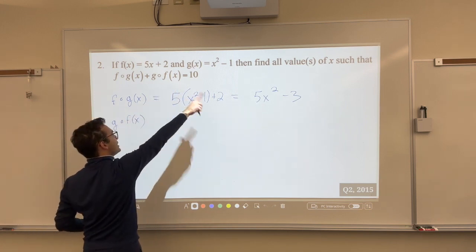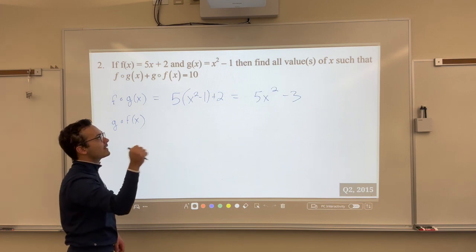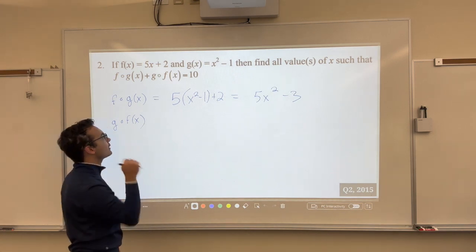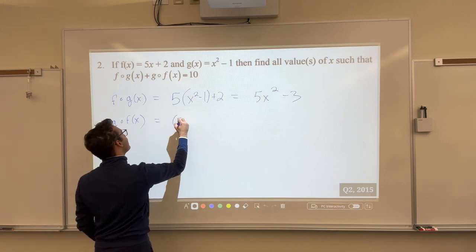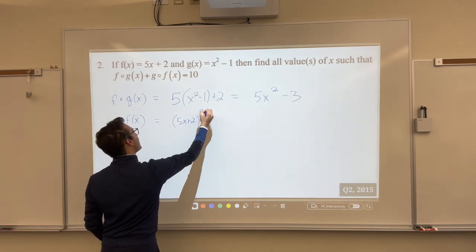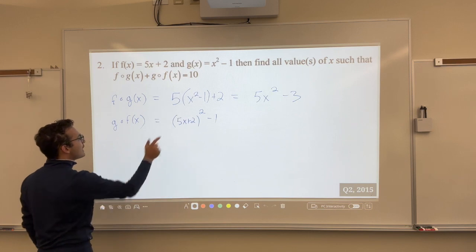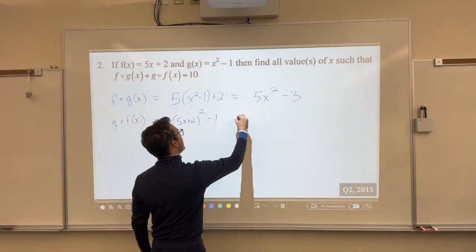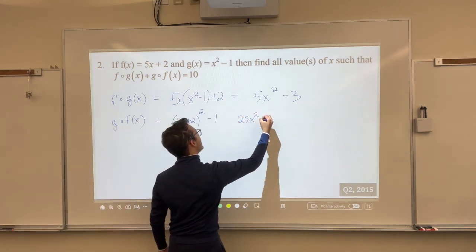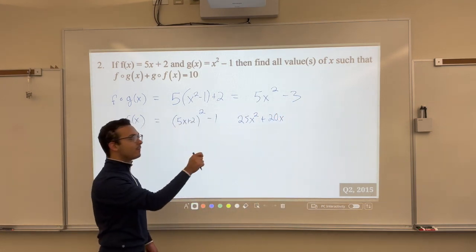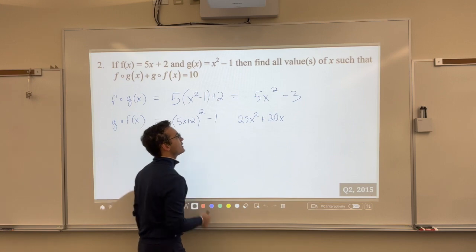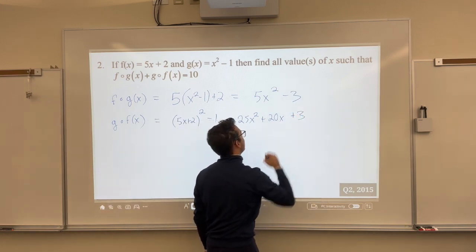So let's go to g of x first, and it's going to be x squared minus 1, but instead of x, we are going to plug in f of x. So it's actually going to be (5x plus 2) squared minus 1. (5x plus 2) squared would be 25x squared plus 20x plus 4. And so we have a plus 4, and then we subtract 1, so it's going to be plus 3.